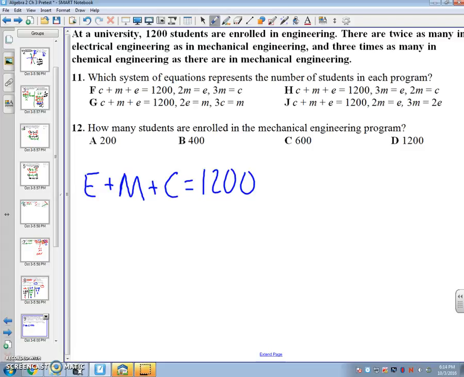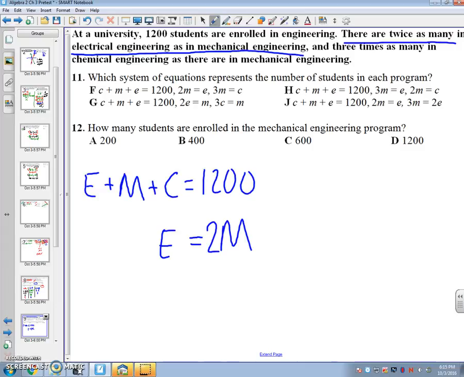Now, this next part is where people mess up. There are twice as many in electrical as in mechanical. So when I see this, I always think about, you write the 2 you're comparing, electrical and mechanical, and that 2 is what throws people off. So which one is more? There are twice as many in electrical. Electrical is higher, so I can't put a 2 next to the E. I need to put the 2 next to the M to balance it out, because E is already bigger.